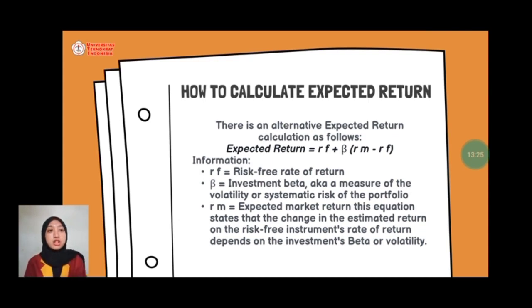Next point, how to calculate expected return. There is an alternative expected return calculation as follows. Information: RF is the risk-free rate of return, beta is the investment beta, a measure of the volatility or systematic risk of the portfolio, and RM is the expected market return. This equation shows that the change in the expected return over the risk-free instrument's rate of return depends on the investment beta, or volatility.